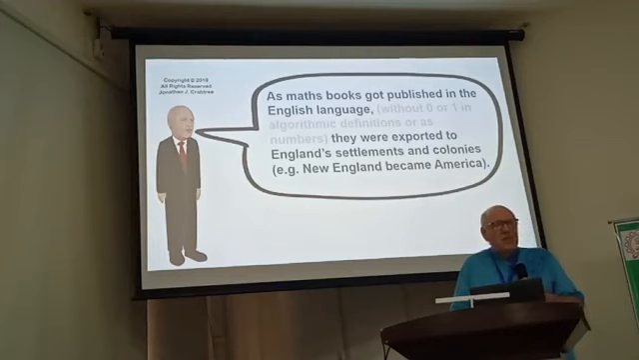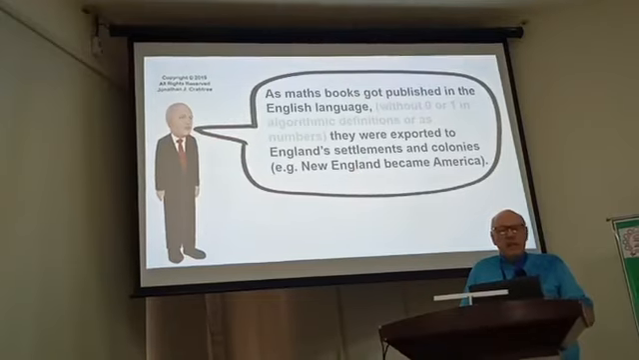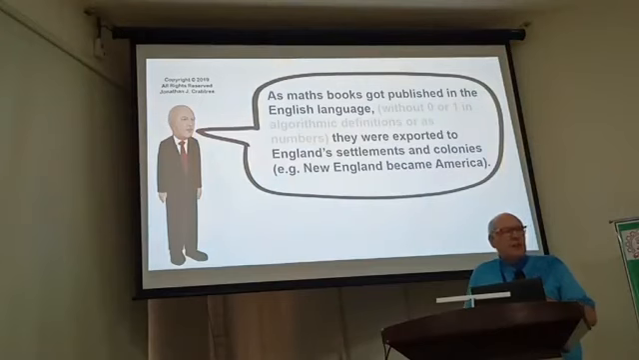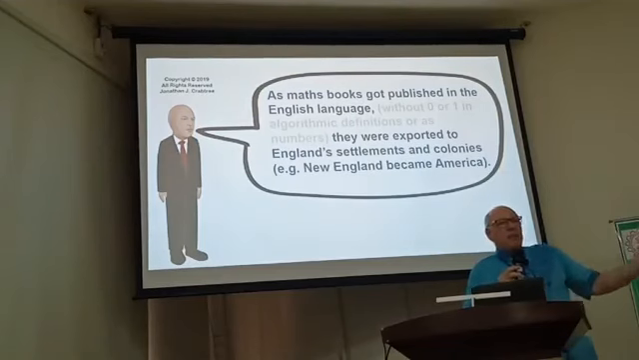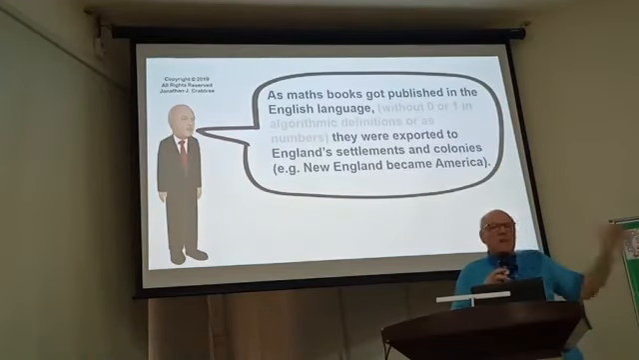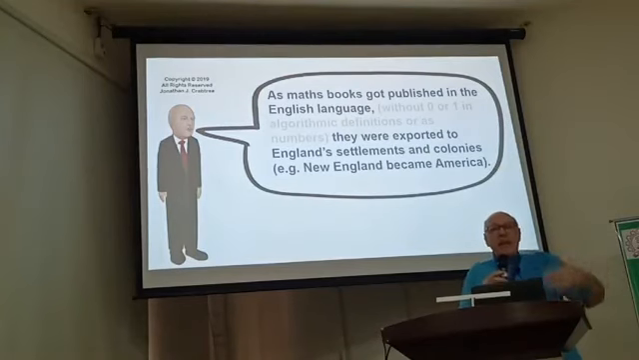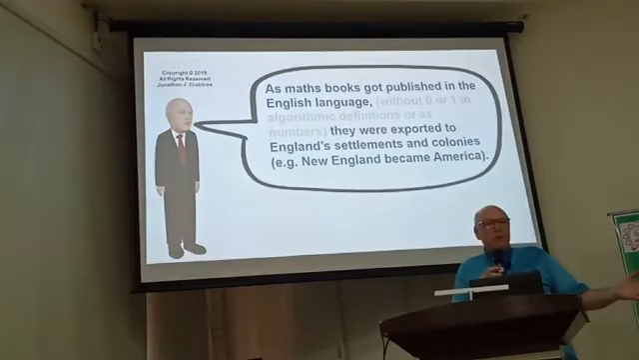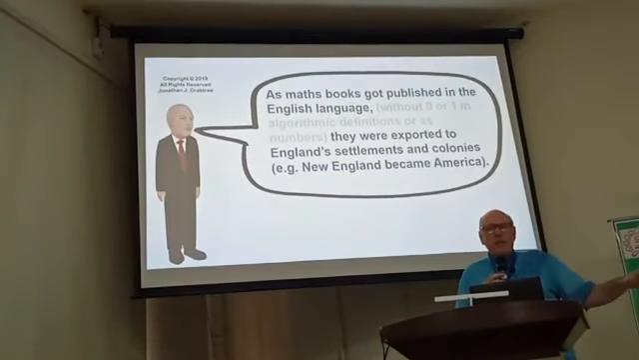So, this is where the evolution of maths went off the rails. As maths books got published in the English language, without zero or one in the algorithmic definitions or as numbers, they were exported to England's settlements and colonies, such as New England, and New England becomes America. So the English had the printing press. They had this captive market of all their settlements and colonies around the world, so they began exporting their very badly structured explanations of Indian mathematics to the world, with broken definitions, totally false ideas that were absolutely absurd nonsense.